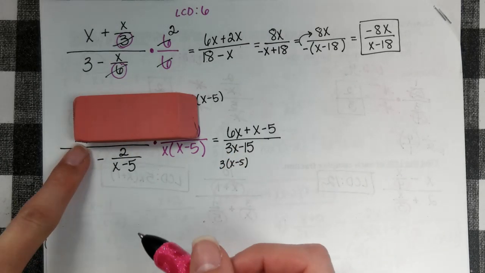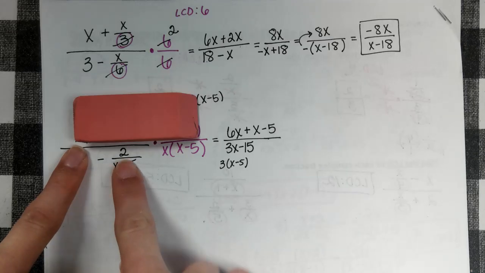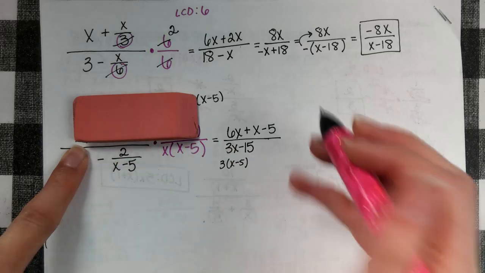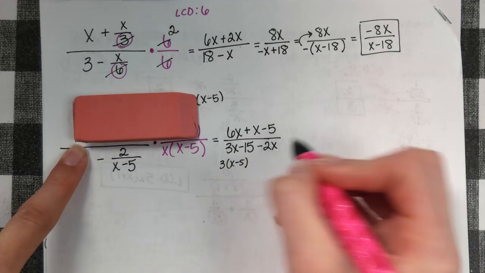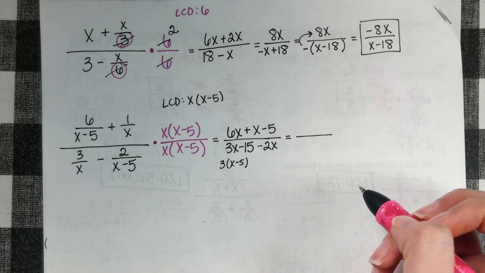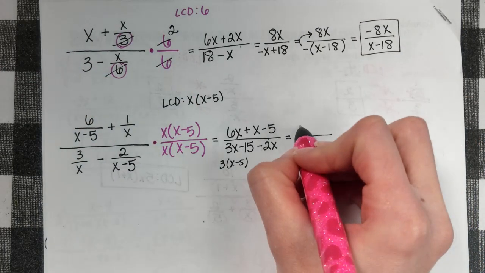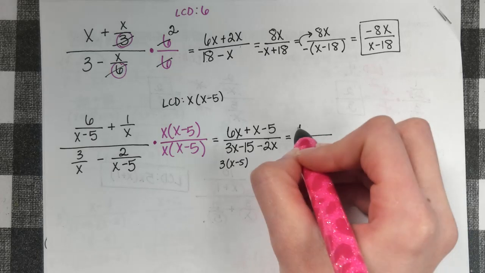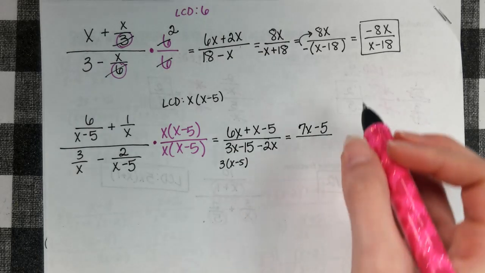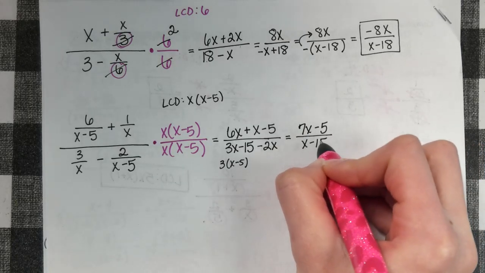Okay. All right, our last one. Negative 2x, so minus 2x. All right. What does my numerator become? What's 6x plus x? 7x minus 5. What's my denominator? Can I do anything?